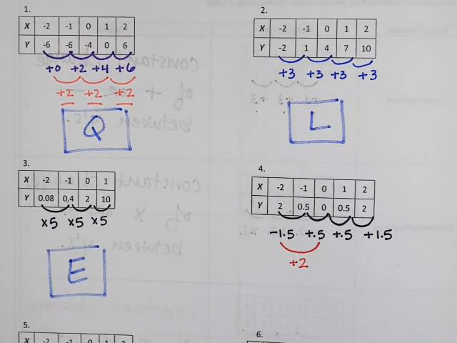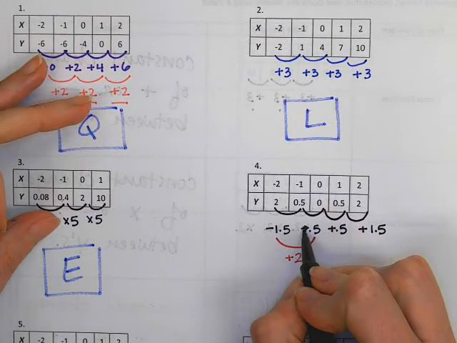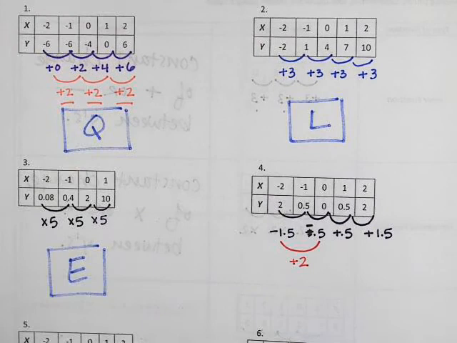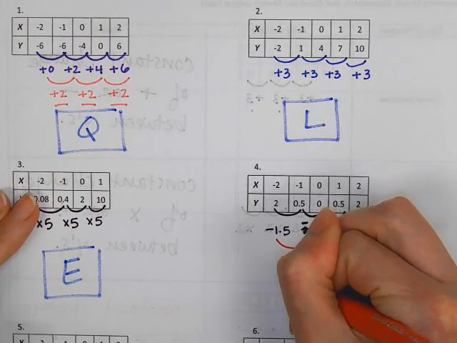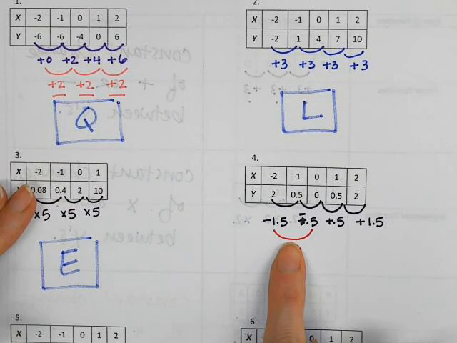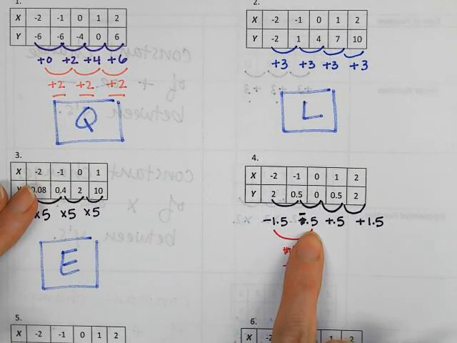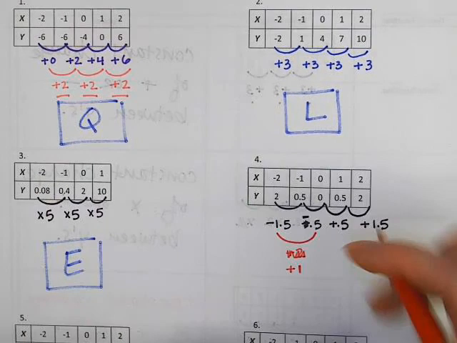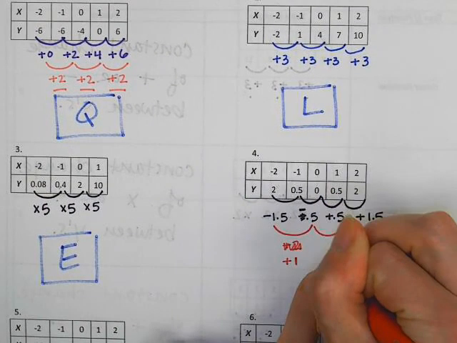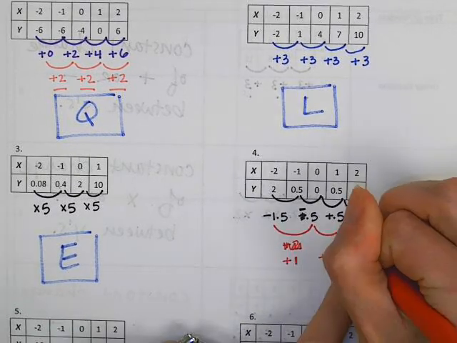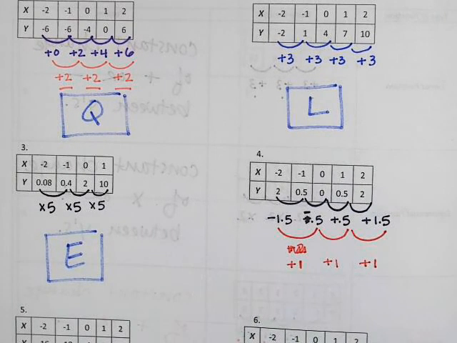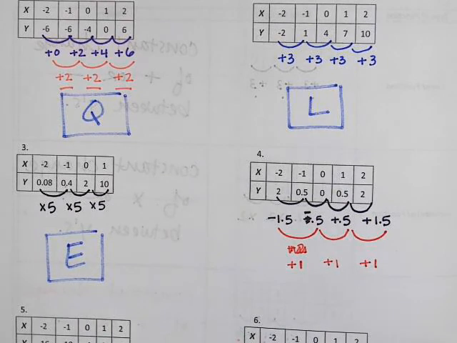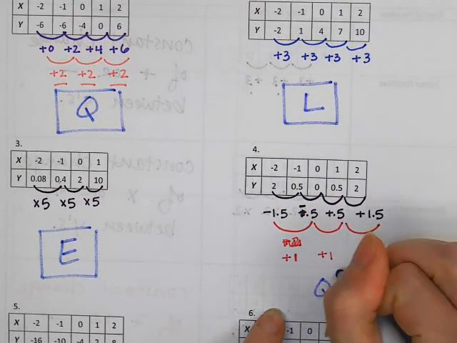Sorry, I had that negative wrong. So to get from negative 1.5 to negative 0.5, we're adding 1. Okay, to get from negative 0.5 to positive 0.5, we're adding 1. And to get from 0.5 to 1.5, we're also adding 1. Okay, so this is one of those where the second differences check out. So that's quadratic.